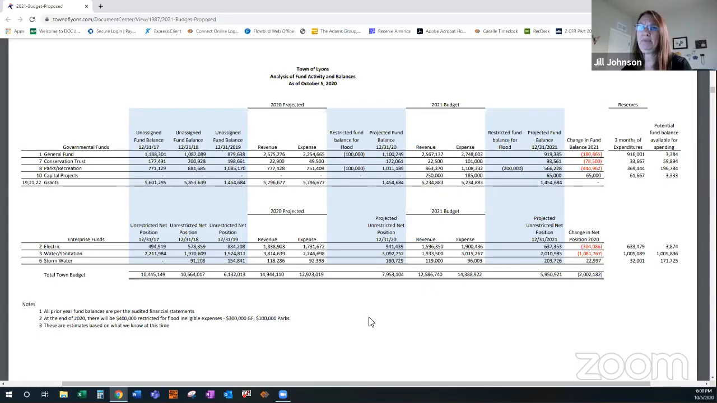And we plug in our budget. So this is what we're expecting to spend in 2021. We again have our $200,000 restricted for the flood potential clawbacks. So that gives us a projected ending fund balance at the end of 2021. With this, you'll see in that change in fund balance, we are looking to spend some of our reserves.